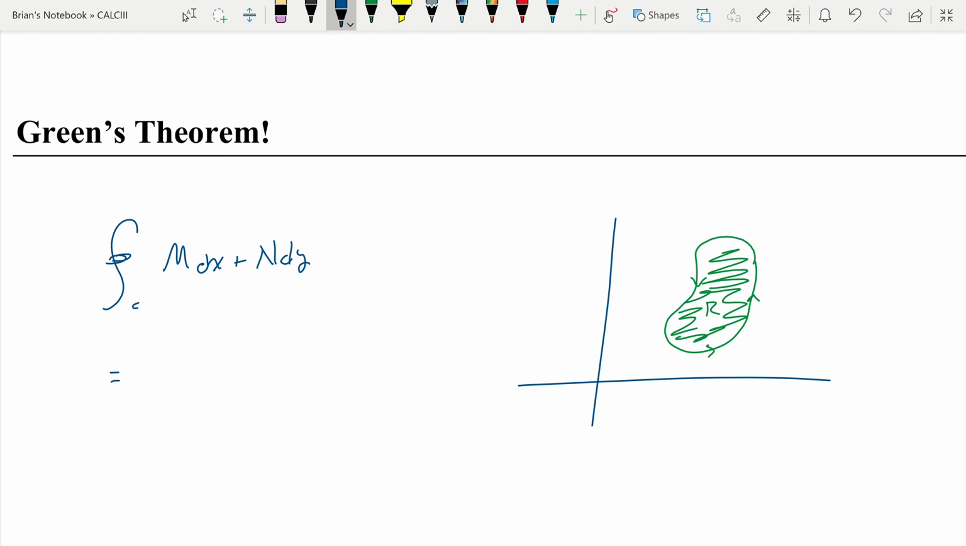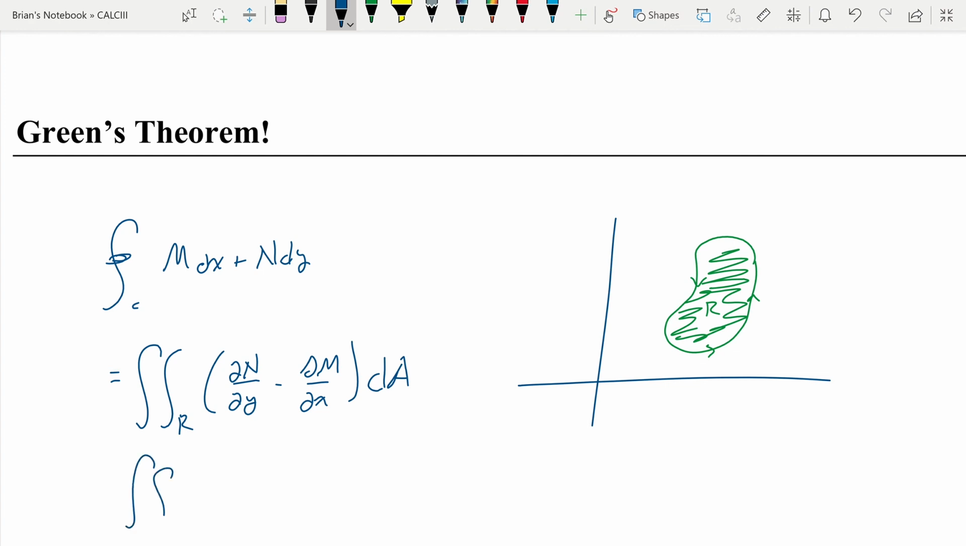And to compute this, you don't necessarily have to compute the line integral. Rather, you can just compute the area integral of partial N partial x minus partial M partial y dA. So you can take that region and integrate across that area. This is the same thing as N of x minus M of y, if we're talking in language that's a little more familiar to us.